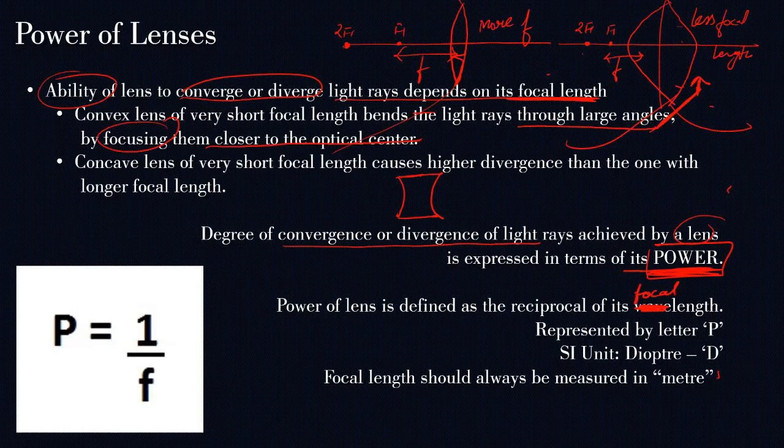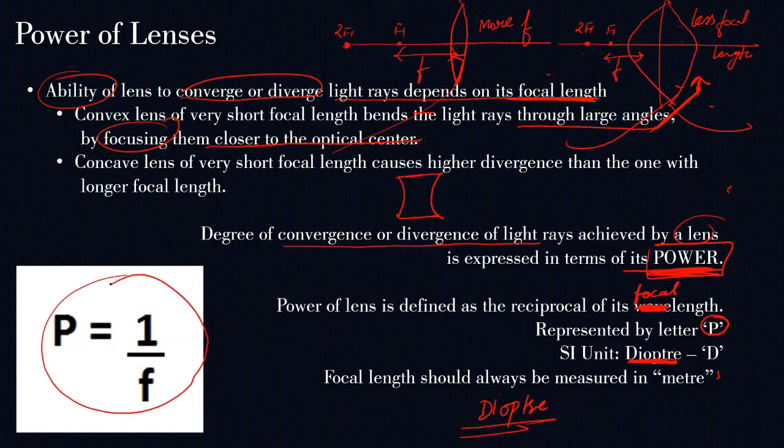Power is always represented by P, and the SI unit of power is diopter, spelled D-I-O-P-T-R-E. Do not make a mistake with the spelling. It's always diopter, D. Focal length should always be measured in meters, as I've told you. So this is your formula for power: P is equal to 1 upon f, where f is in meters and power is in diopters.